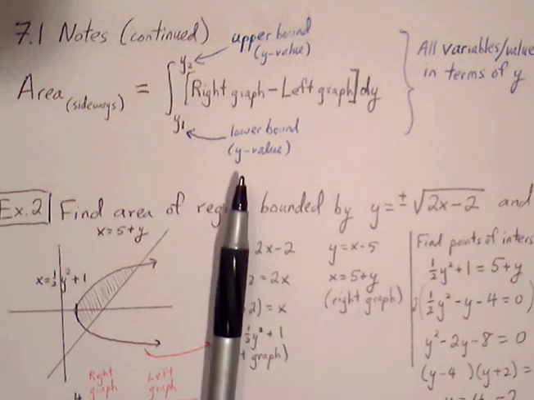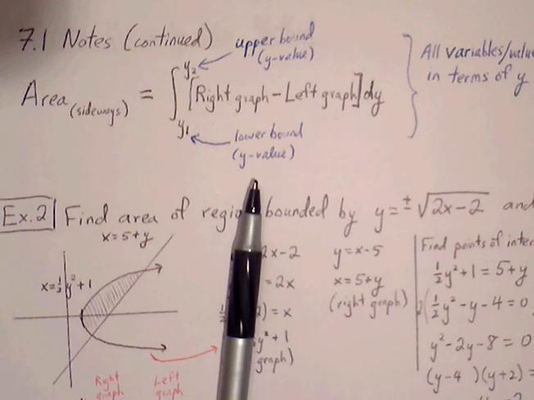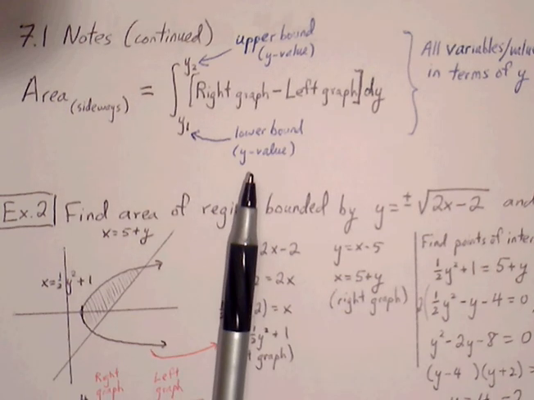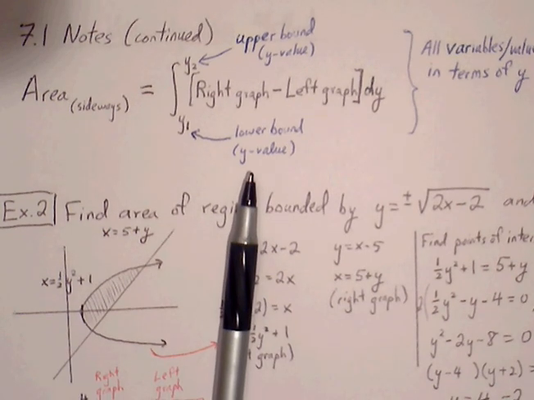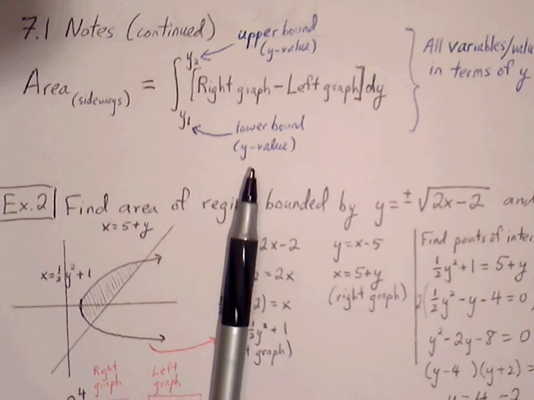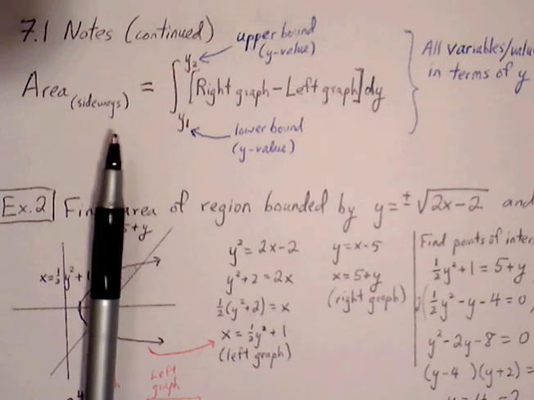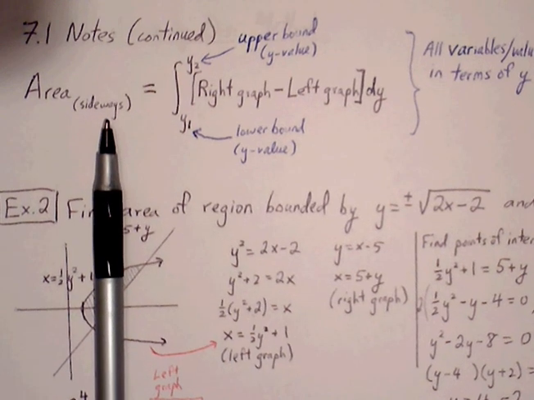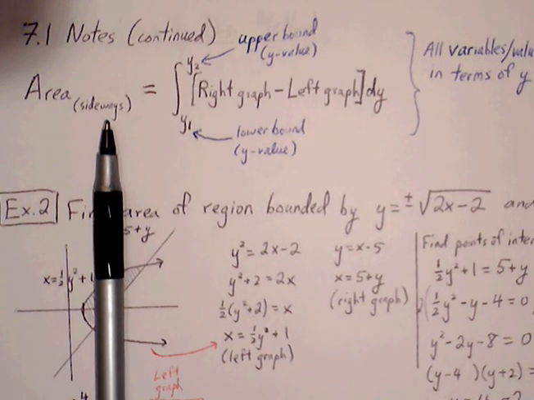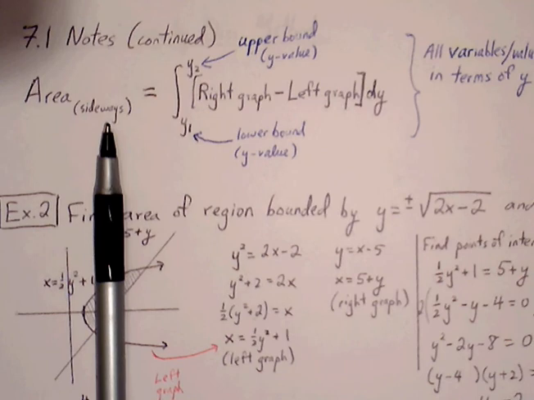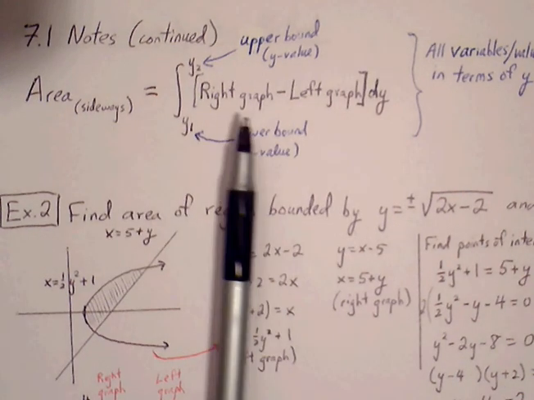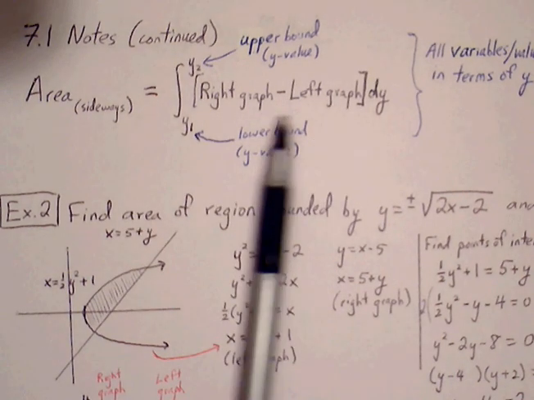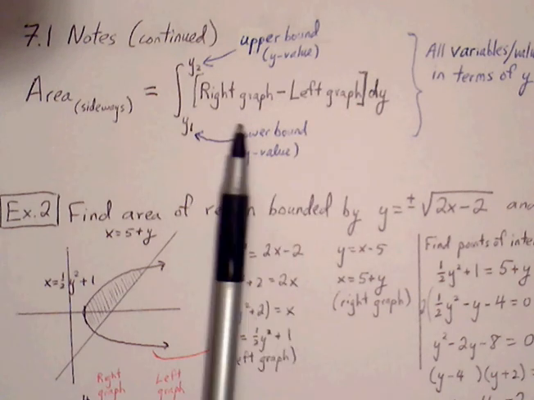Sometimes, rather than graphs that are oriented above one another, we may see graphs that are to the left and to the right of each other, across from each other, side to side from each other. So if that's the case, then we have to adapt our area formula a bit. If graphs are to the left and to the right of each other, we're going to have to make sure that everything that we plug in is in terms of y.